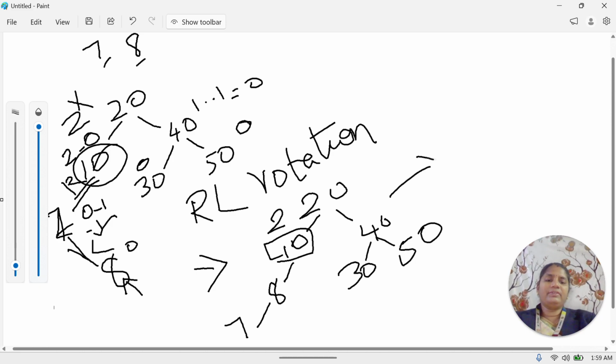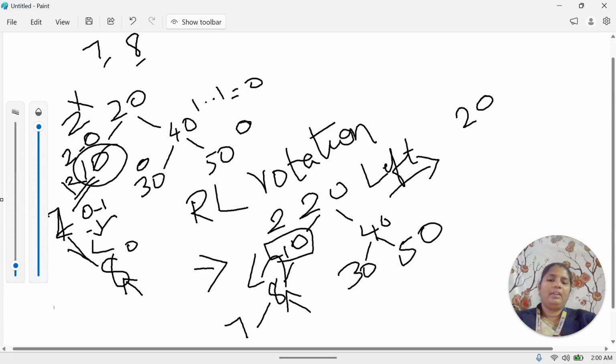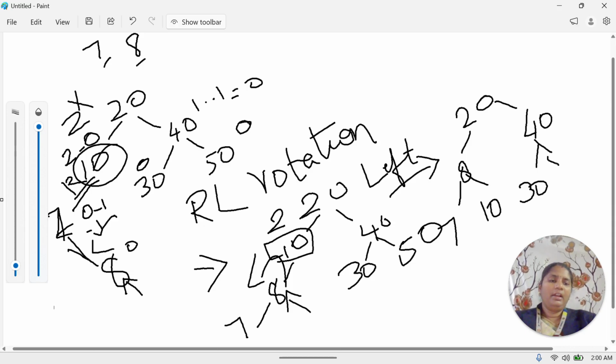So after this we are going to perform the left rotation here. So 20, 8, 7, 10, 40, 30 and 50. Now we will check the balancing factor of each element.